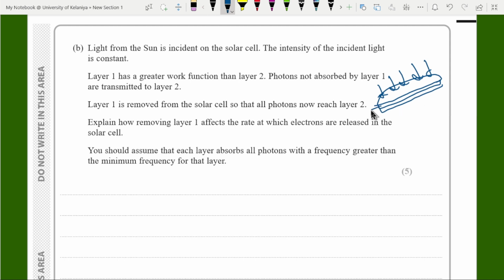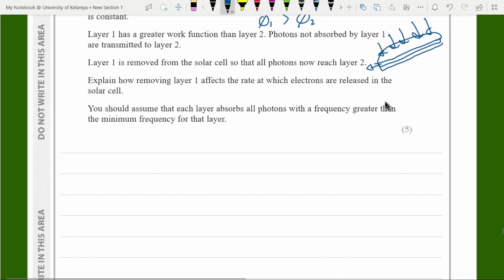If you remove layer 1, and here they have mentioned layer 1's work function is greater than layer 2, then all the photons will meet layer 2. You don't need to worry because the work function of layer 2 is smaller than the work function of layer 1. So they will emit electrons exactly as in the previous stage. So how can we write this step by step according to 5 marks?